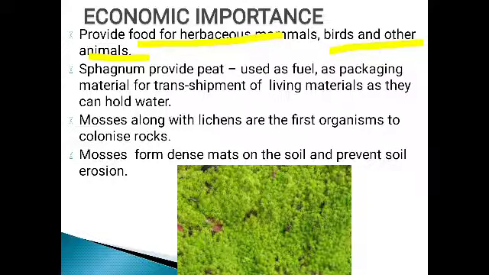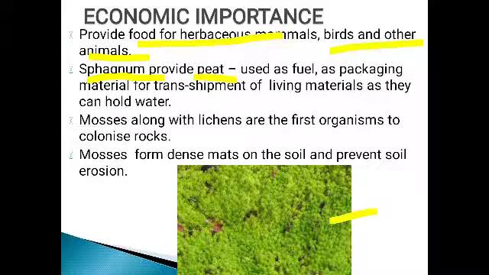Then there is a species called sphagnum. It is a moss. In the picture you can see what a moss looks like. Sphagnum moss will provide peat. What is this peat? Peat is a brown colored deposit which is formed by the partial decomposition of plant matter. This sphagnum is a bryophyte, it is a plant, isn't it? So when this plant dies off, it will be decomposed, and that partially decomposed part of the plant is said to be peat, which can be used as a fuel.